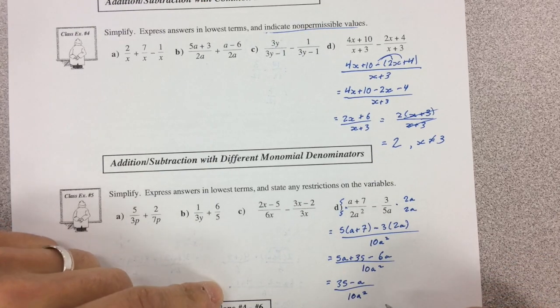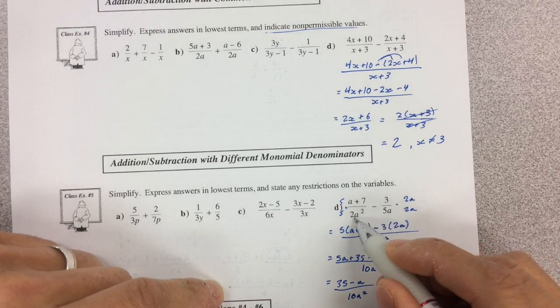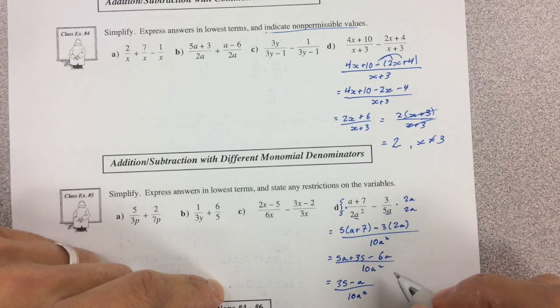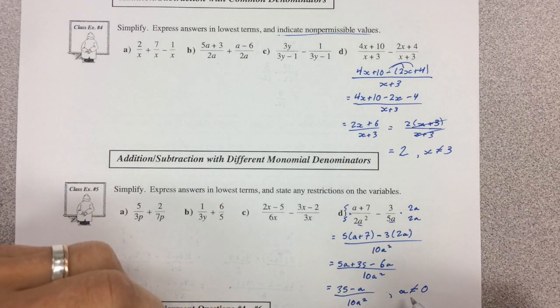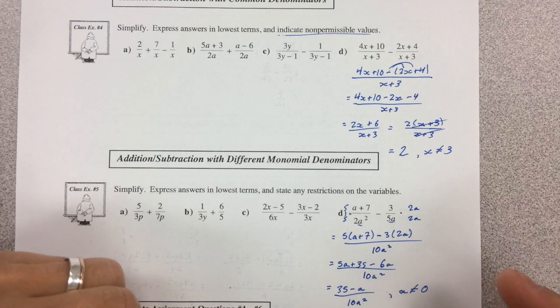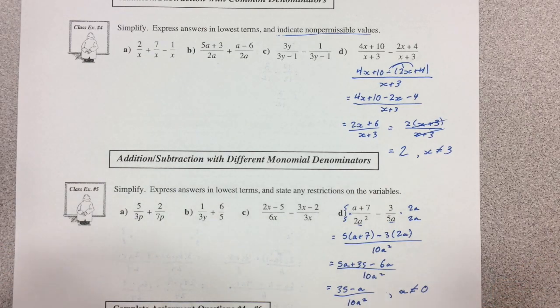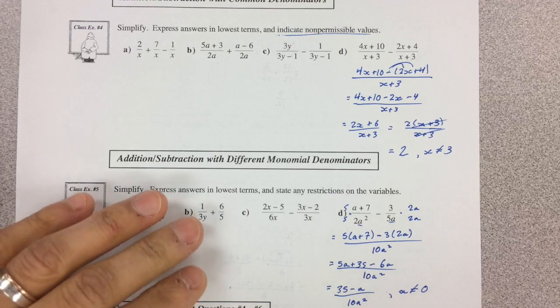And I can't really simplify this anymore, but I do have my restrictions up here and down here where a cannot equal 0. And again, remember, in order to find your restrictions, all you got to do is set your equation equal to 0 and then solve, just like in the previous lesson.